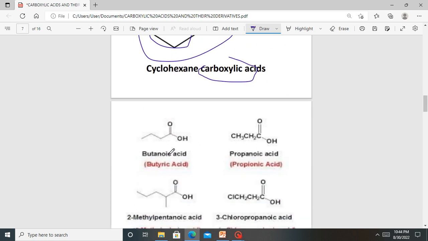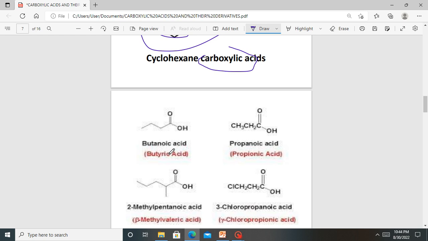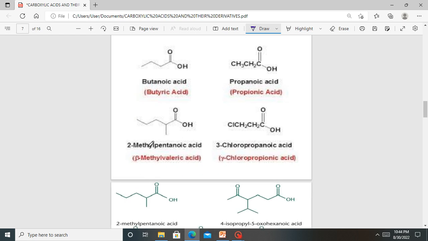Let's continue. These are some examples of carboxylic acids with their names. So here it has 4 carbons. It becomes butanoic acid, or its common name is butyric acid. Here it has 3. The common name is propanoic acid or propionic acid. You have another one here, a pentanoic acid with a methyl group on the 2nd carbon. So it becomes 2-methyl pentanoic acid. We have a propanoic acid with chlorine at position 3. So it becomes 3-chloropropanoic acid. The rest are their common names.